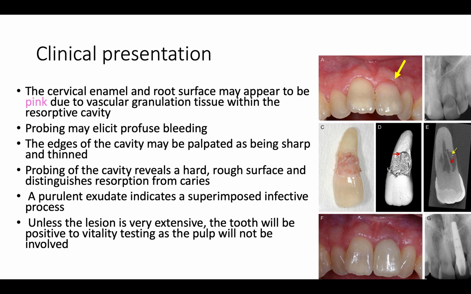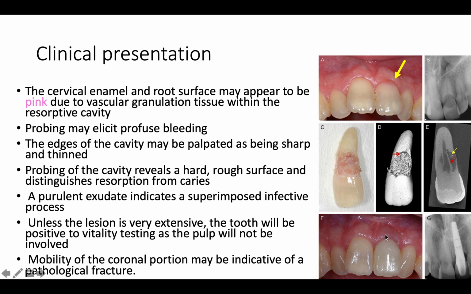And unless the lesion is extensive and reaching the pulp, the tooth will respond normally to vitality testing, if the pulp is not involved. Some of these resorptive defects are very extensive, and they cannot be treated, and the tooth would have to be extracted. Sometimes if the resorption is very extensive, it will result in thinning and undermining of the crown of the tooth, and you will see the coronal segment of the tooth is highly mobile.